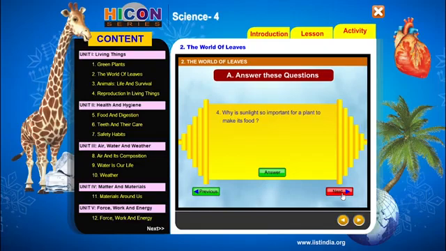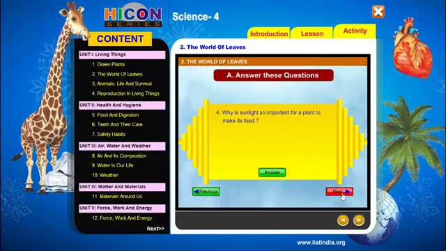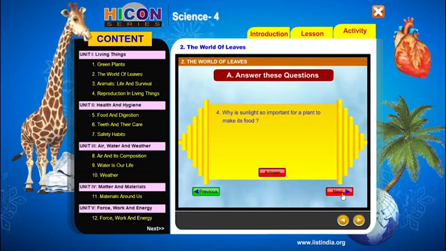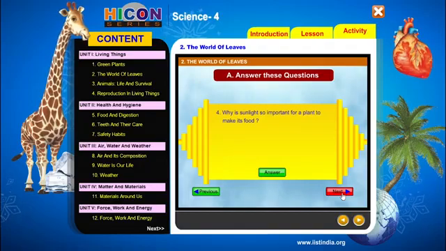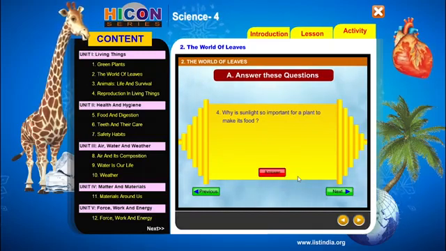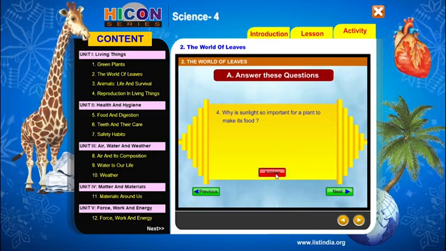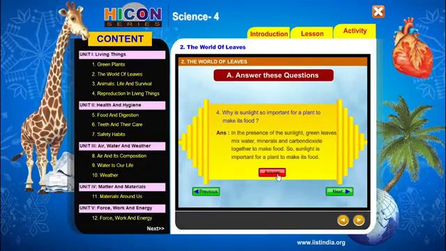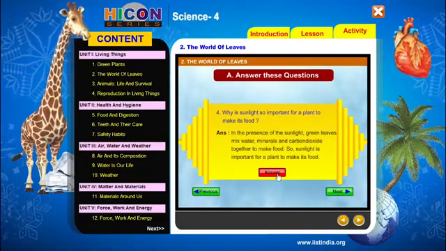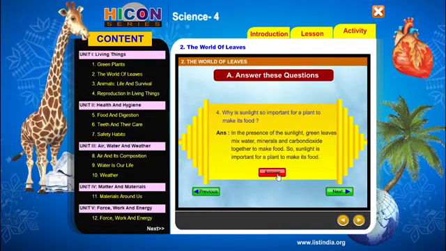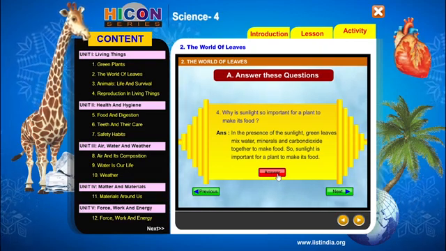Children, the fourth question is, why is sunlight so important for a plant to make its food? Children, already we have discussed in the first and second questions that the leaves prepare their food in the presence of sunlight, mixing water and carbon dioxide present in the atmosphere. So they can prepare their food only when there is sunlight. The answer is, in the presence of sunlight, green leaves mix water, minerals and carbon dioxide together to make food. So sunlight is important for a plant to make its food.